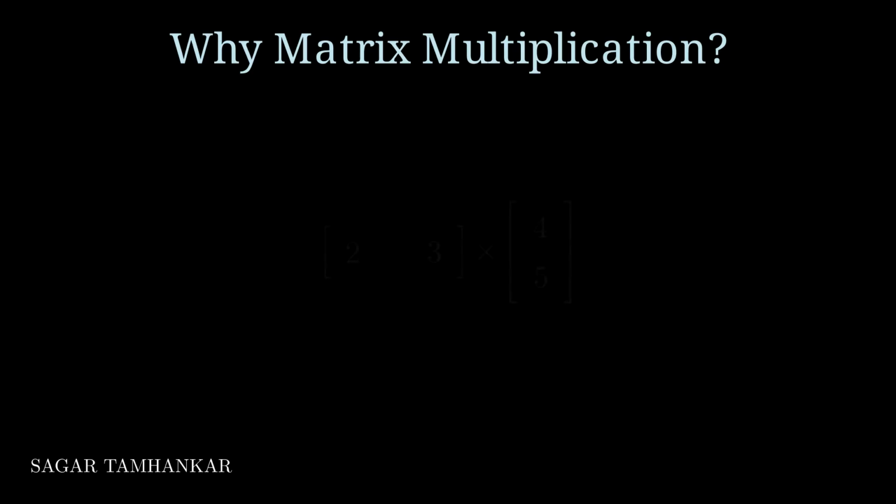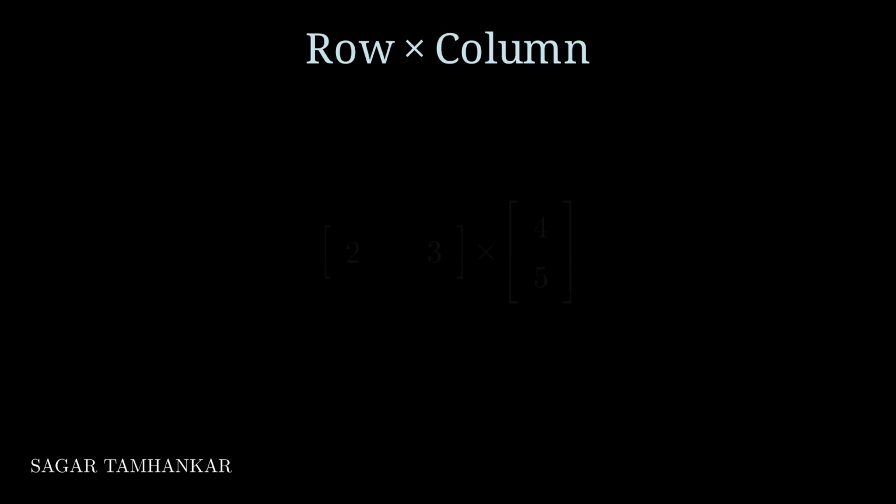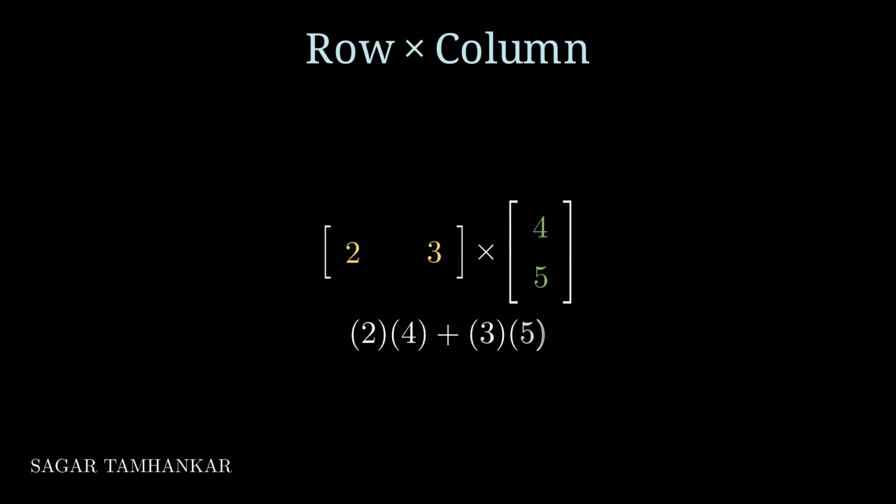Consider a row matrix multiplied by a column matrix. Let us discover how multiplication works. To multiply matrices, we take a row and multiply it with a column. Multiply corresponding entries, then add the products. 2 times 4 plus 3 times 5 gives 23. Notice that the result is a 1 by 1 matrix.